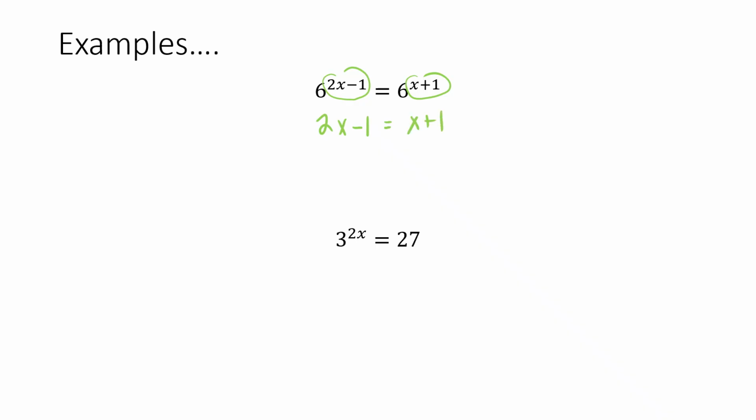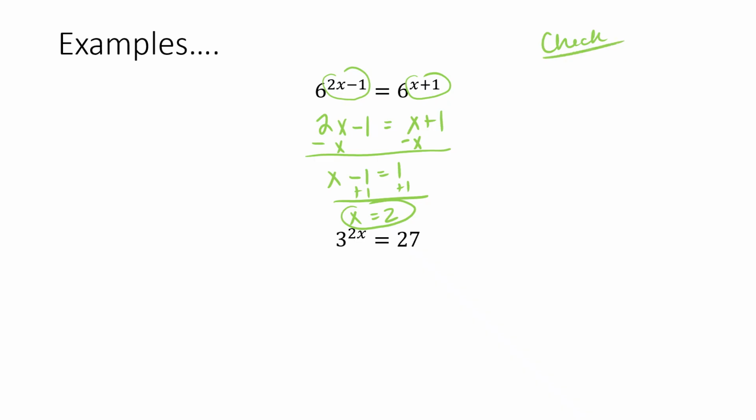And what that does is it takes this exponential equation and has transformed it into a linear equation, which we can now solve. So I will go ahead and subtract x from both sides to get x minus 1 equals 1, and then we'll add 1 to both sides, and we get x is equal to 2. And if you wanted to, you could plug that back in and check.